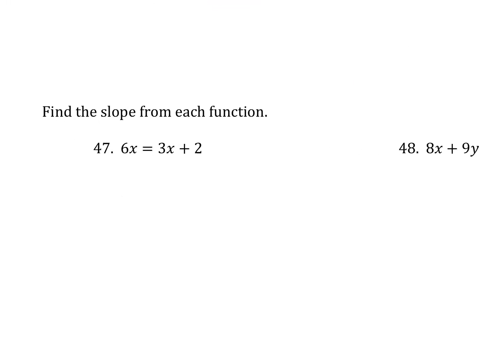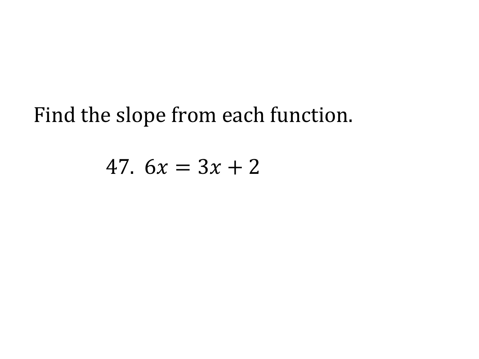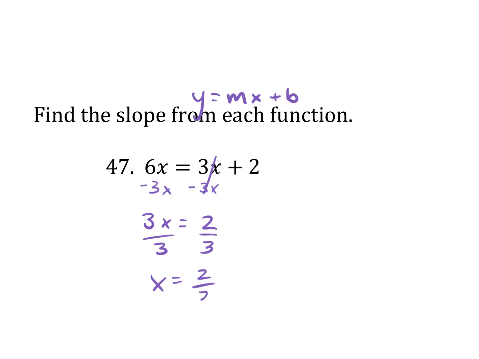For the next ones, we have to find the slope from each function. So to find the slope, we want to put it into y equals mx plus b form. Well, in 47, I don't have a y. So let's just make it x equals. So what would I need to do? Let's combine our like terms. So we're going to subtract 3x. So we get 3x is equal to 2. Divide by 3. So x is equal to 2 over 3.